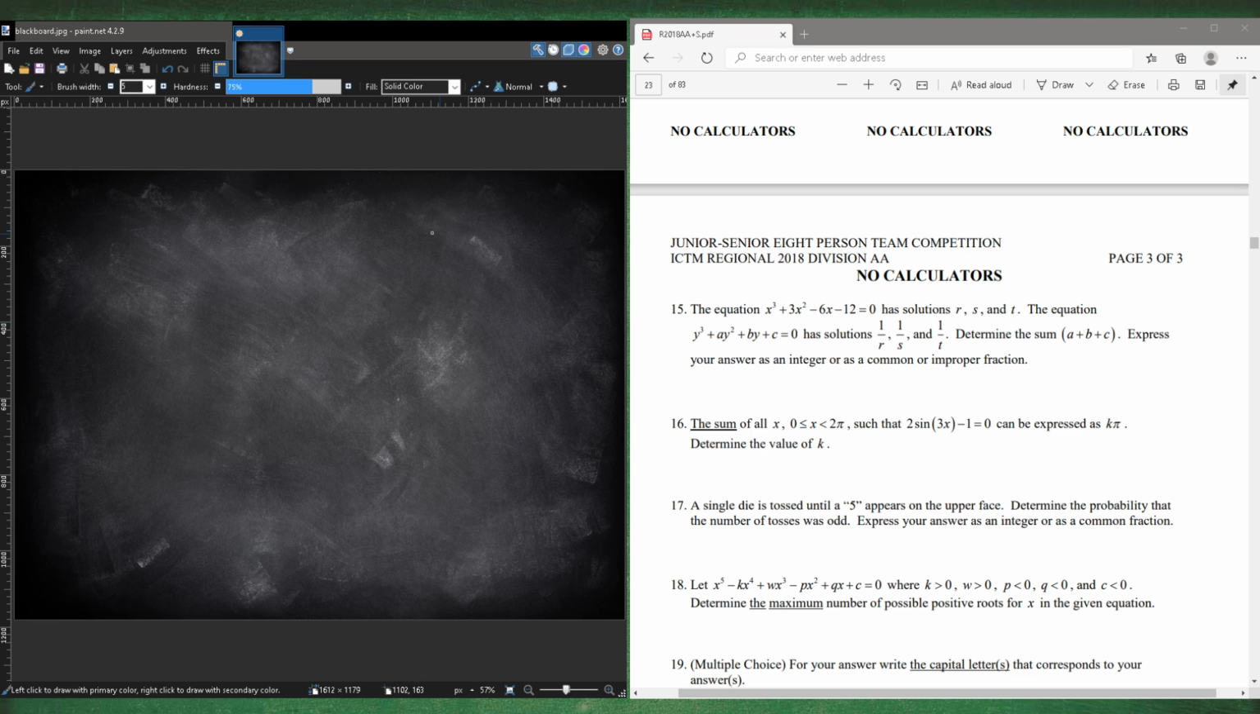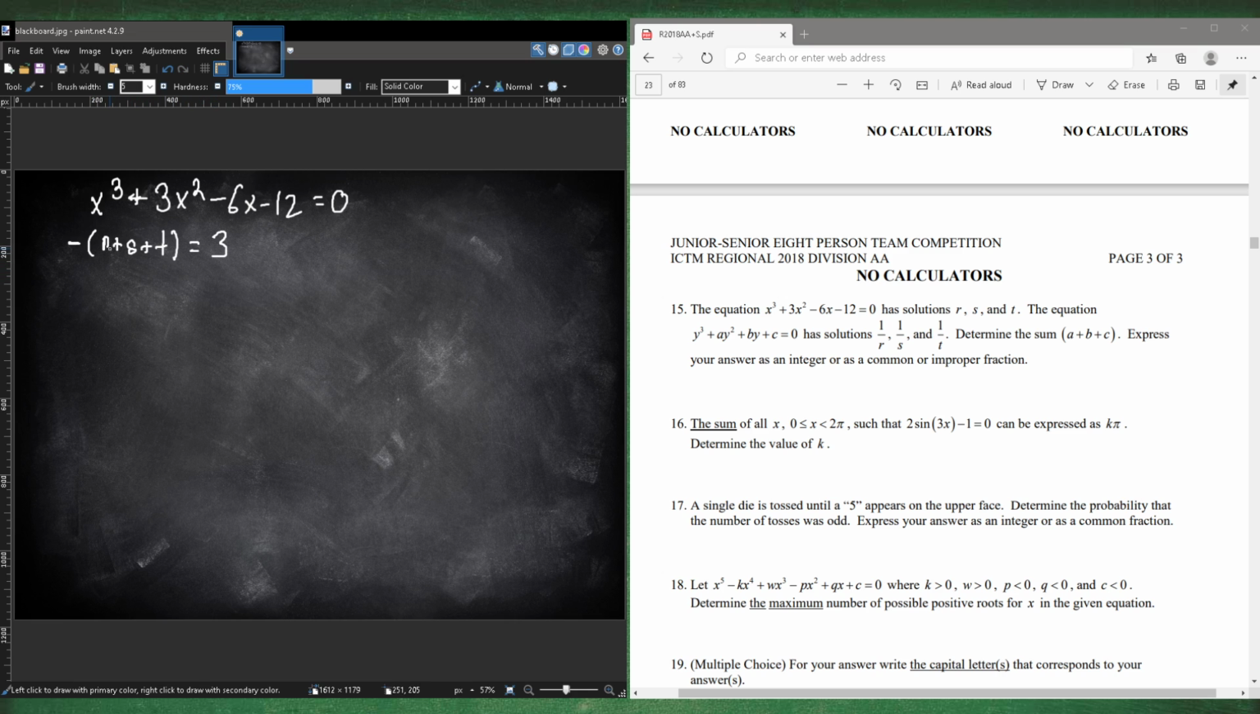Okay, so based on this equation, x cubed plus 3x squared minus 6x minus 12 equals 0, there are actually really special properties about this. Basically, if you take the negative of the sum of the roots, so r plus s plus t, that should be equal to your first coefficient, which is 3, basically.